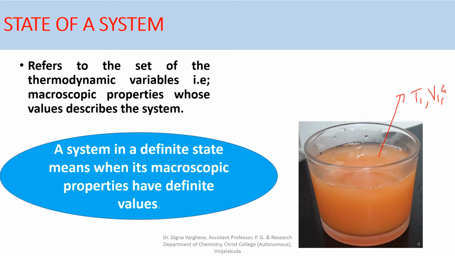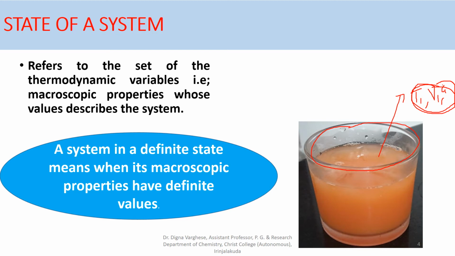And such a system has macroscopic properties whose values define its state. That is known as the state of a system. State variables or state functions of a system means the state of a thermodynamic system is defined by the values of such thermodynamic variables, that is, state variables or state functions of a system.